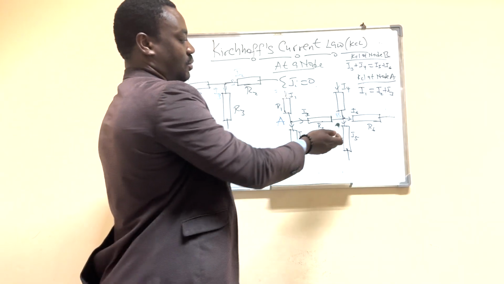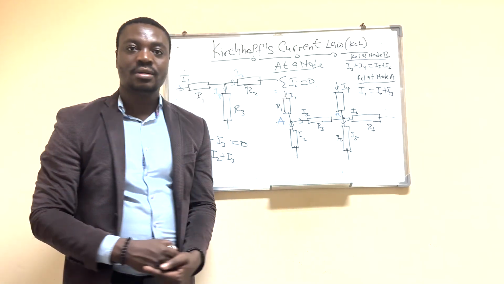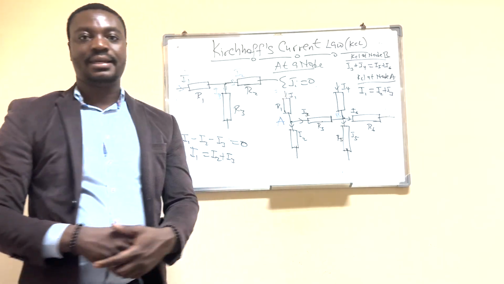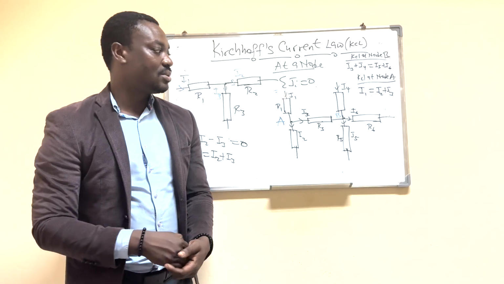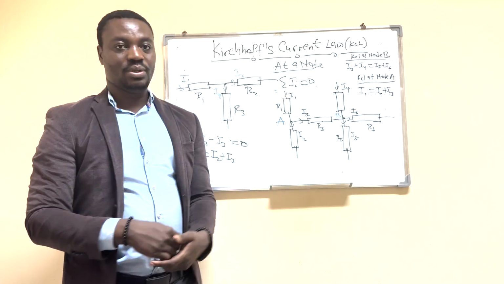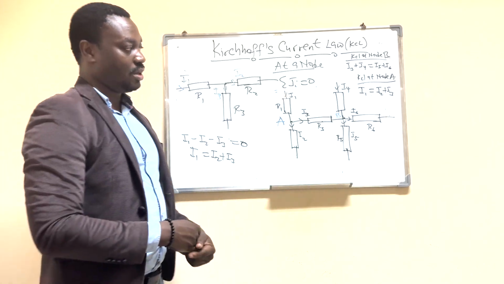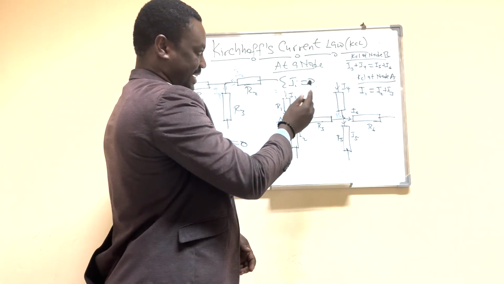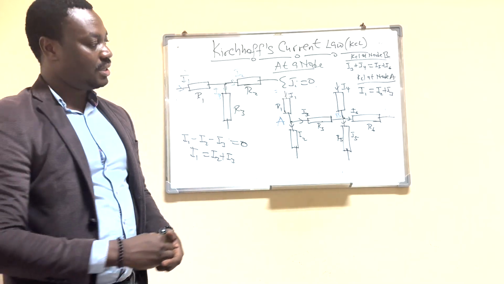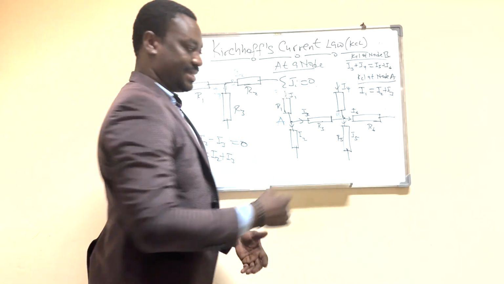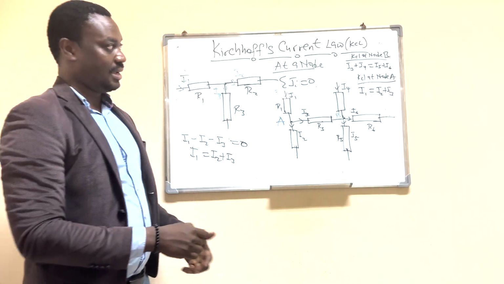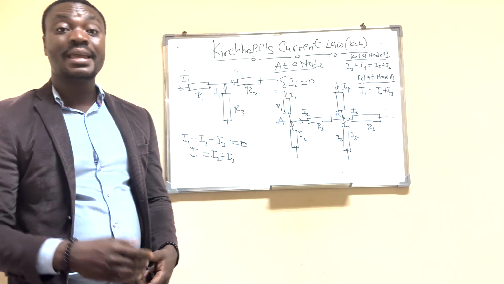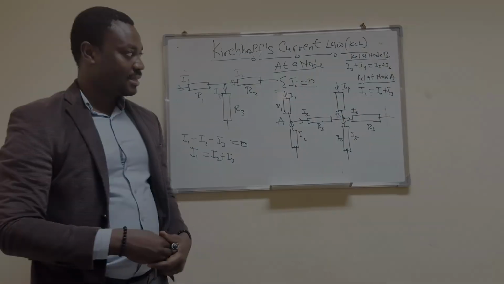Then we come here, we have another node, which is node B. Again, you can pause this video and try to see what answer you are going to get for this. The way you do it is to realize that at node B, I3 and I4 are entering the node, and then I5 and I6 are leaving the node. Then that gives us I3 plus I4 equals I5 plus I6.